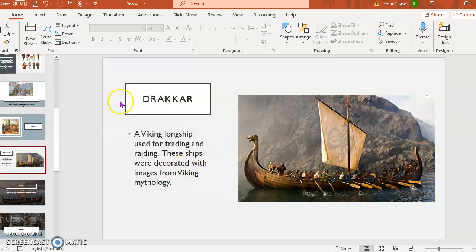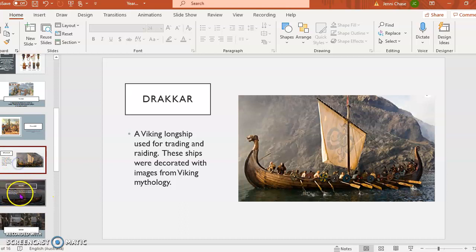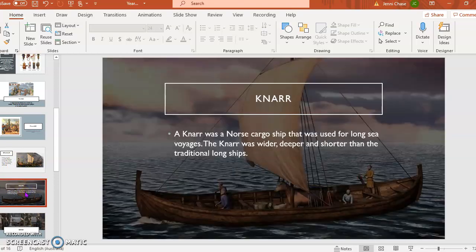Okay, so a drakkar. That's a Viking longship used for trading and for raiding. These ships were decorated with images from Viking mythology, like dragons here, for example. We'll look at the importance of ships to the Vikings throughout the term. There's also a knarr. A knarr was a cargo ship that's used for long sea voyages. So they were wider and deeper and shorter than the drakkars. Those are just two types of Viking boats. There was lots and lots of them. Those are the two main ones that we'll be concerned about.